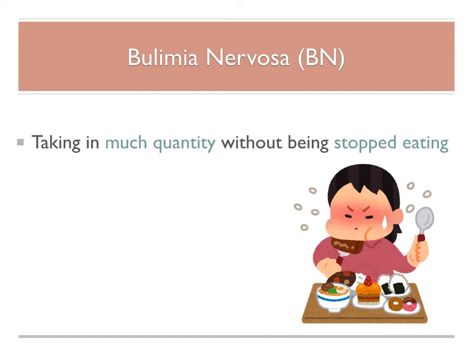Therefore, bulimia can be divided into two patterns: a pattern of repeating overeating only, and a pattern of repeating overeating and vomiting. Ages 20 to 29 have much bulimia. And 90% of patients are regarded as women.